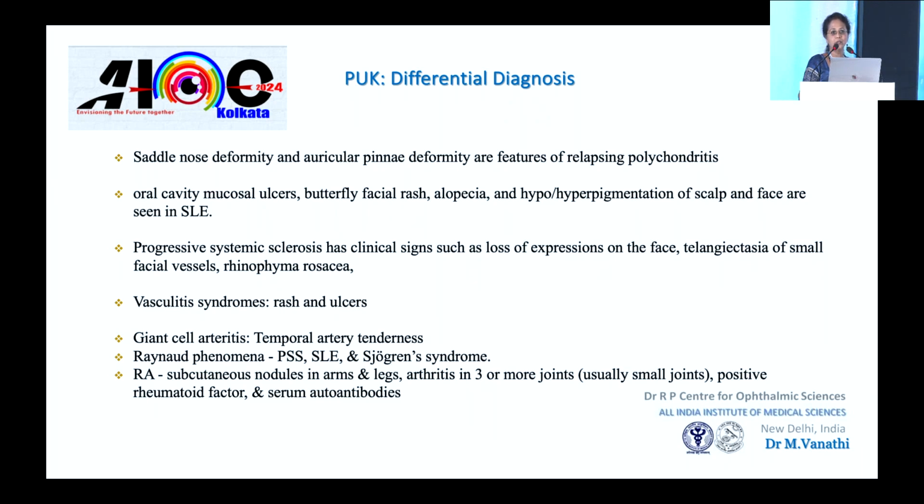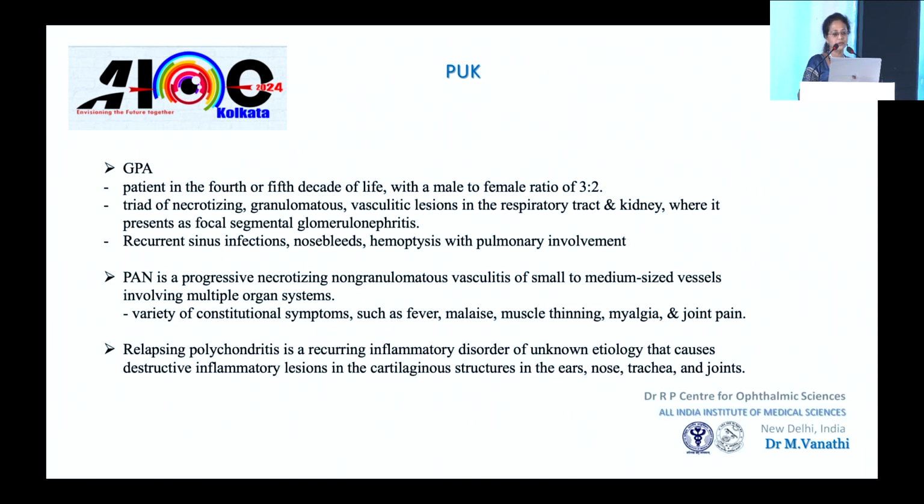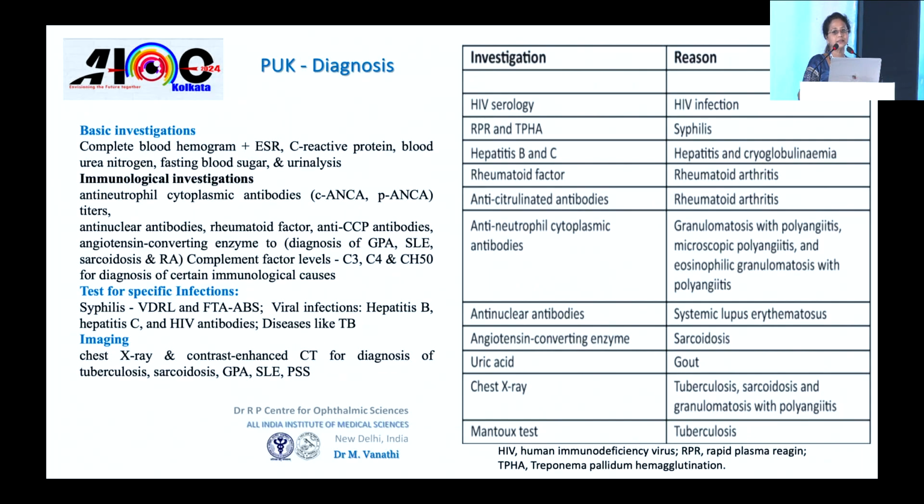So most commonly you will find PUKs in rheumatoid arthritis patients secondary to the dry eye disease and the immune pathology and the disease of the ulcer here. Similarly for GPA and for polyarteritis nodosa, relapsing polychondritis, I would refer you to go back and look at the systemic features which could be present in these patients.